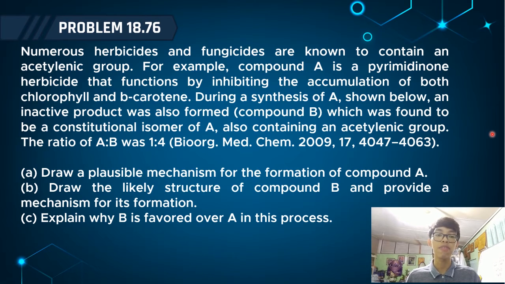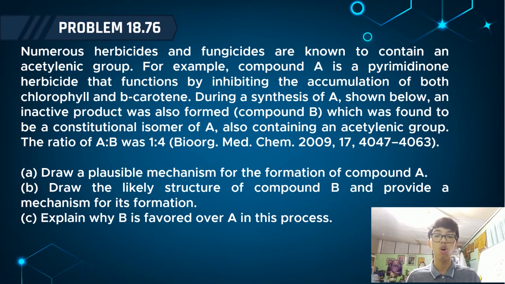Problem 18.76 states, numerous herbicides and fungicides are known to contain an acetylenic group. For example, compound A is a pyrimidinone herbicide that functions by inhibiting the accumulation of both chlorophyll and beta-carotene. During a synthesis of A, shown below, an inactive product was also formed, compound B, which was found to be a constitutional isomer of A, also containing an acetylenic group. The ratio of A to B was 1 to 4.